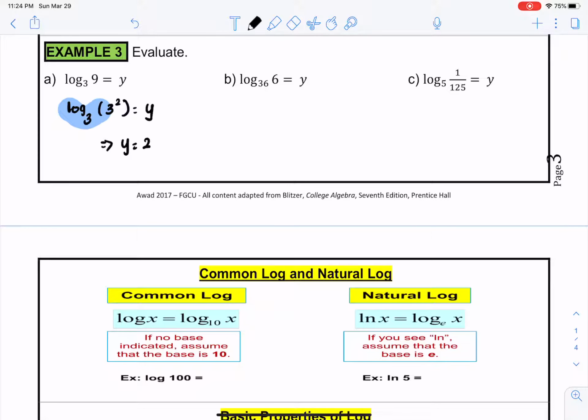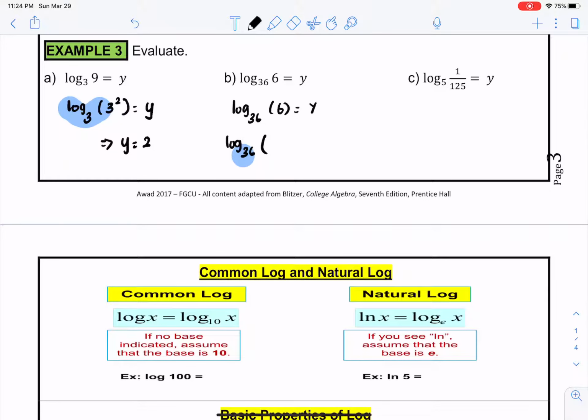So here we have log base 36 of 6 equals y, and I want to write that 6 in terms of the base, which is 36, so that I could use a trick like I did in the previous part to get the solution. So I could write 6 as 36 raised to 1/2. The reason being the square root of 36 is 6. So these two would disappear, and we'll have y equals 1/2.